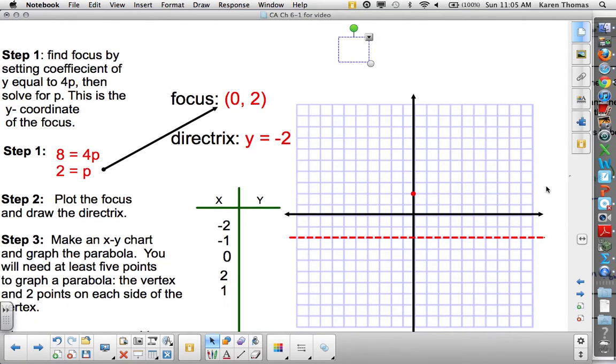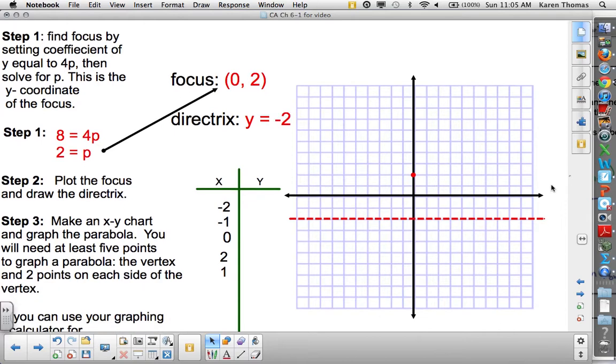I now have two things plotted on my graph, but I need to know where to draw my parabola. I can't just make a random U shape. I do need some points to put in. So I'm going to make an XY chart and graph the parabola. I will need at least 5 points to graph this parabola. And that is the vertex, which I know is (0, 0), and 2 points on each side of the vertex.